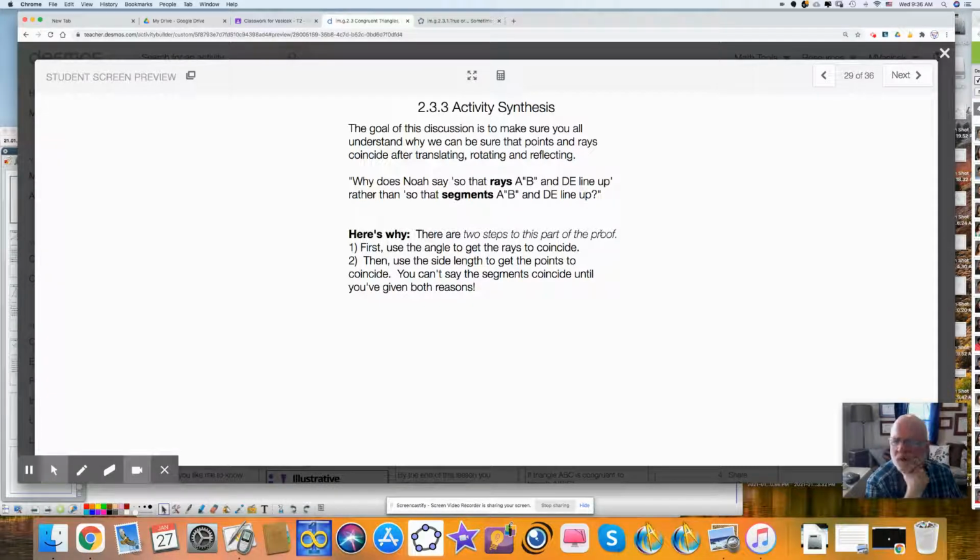Why does Noah say that rays A double prime, B double prime and DE line up, rather than saying that segments A double prime, B double prime and DE line up? When we're talking about the rays, that's because we did an angle transformation. Okay, here's why. There are two steps to the proof. First is to show that the angles get the rays to coincide, and the second is to use the distance so that the points on that ray coincide.